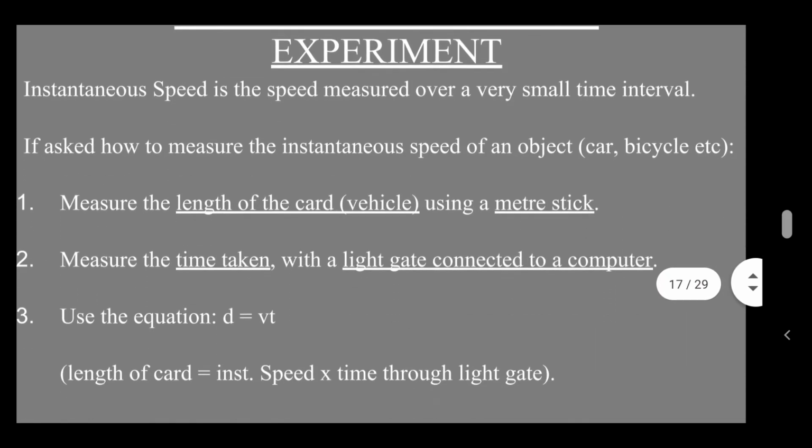Okay, so again, this time we need to measure the length of the card using a meter stick or something equivalent, measure the time taken with a light gate connected to a computer, okay, and then we use the equation D equals VT again, okay. So that is something, again, you need to memorize. Please memorize that for me.